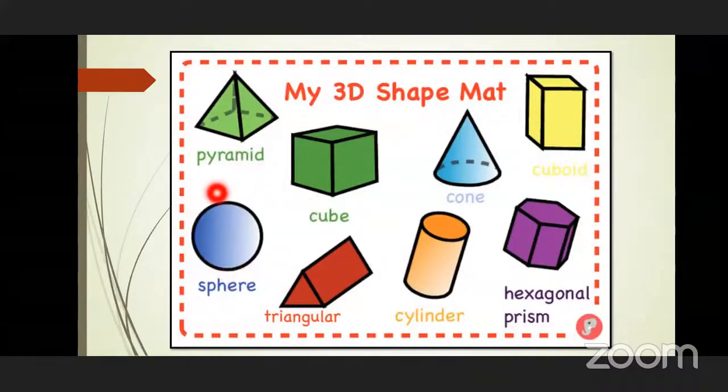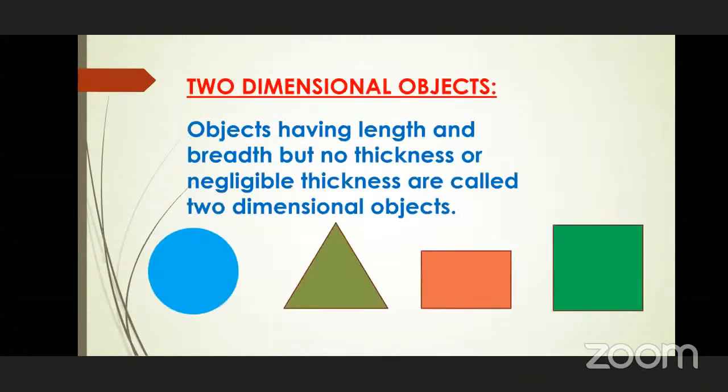See, for the circle in 3D shapes, we call it sphere. Which shape is this? Triangular. Yes. Which shape is this? Cylinder. Cylinder shape. Yes. And this? Hexagon. Yes. Hexagonal prism. Now see, which shapes are they? They are 2D shapes or 3D shapes? 3D shapes. And here, which we saw, these are 3D shapes or 2D shapes? 2D shapes.